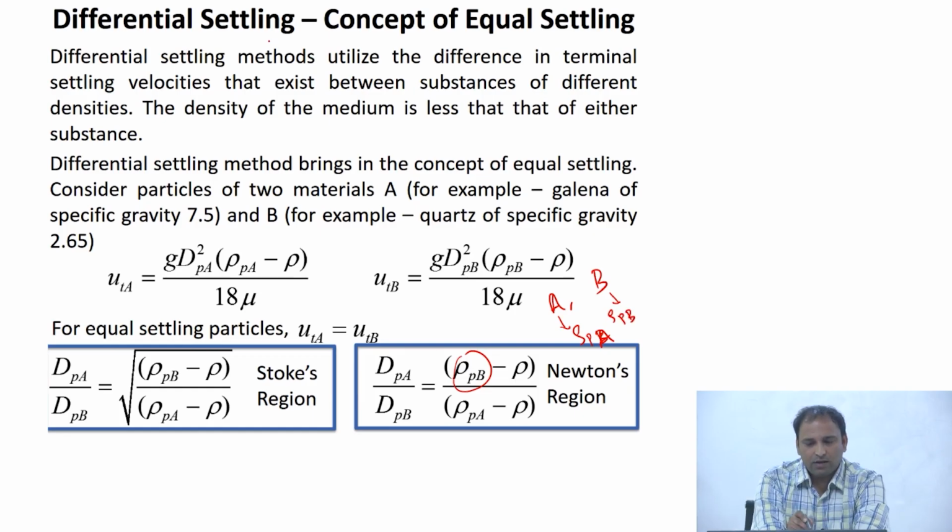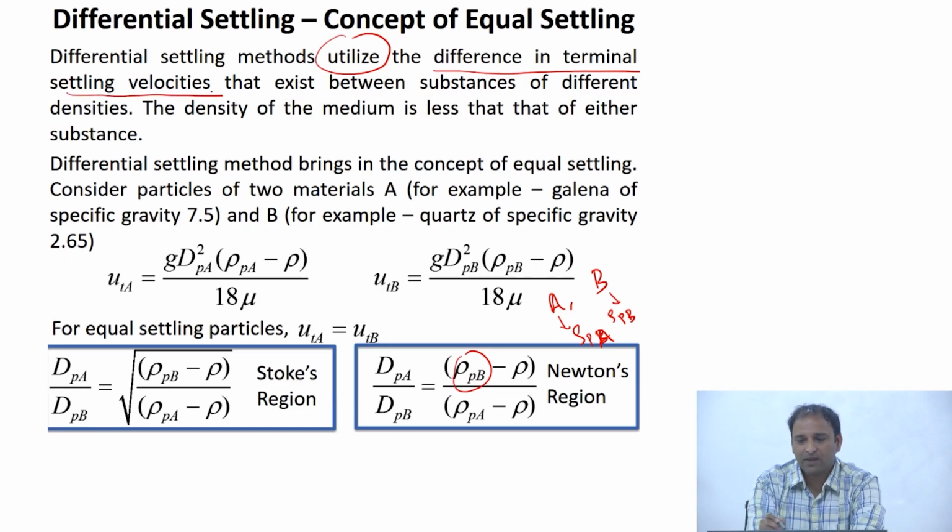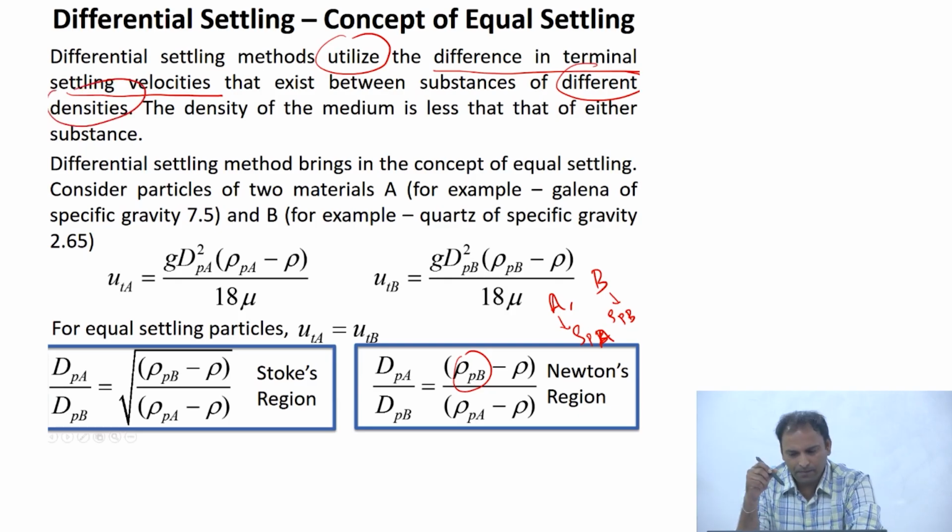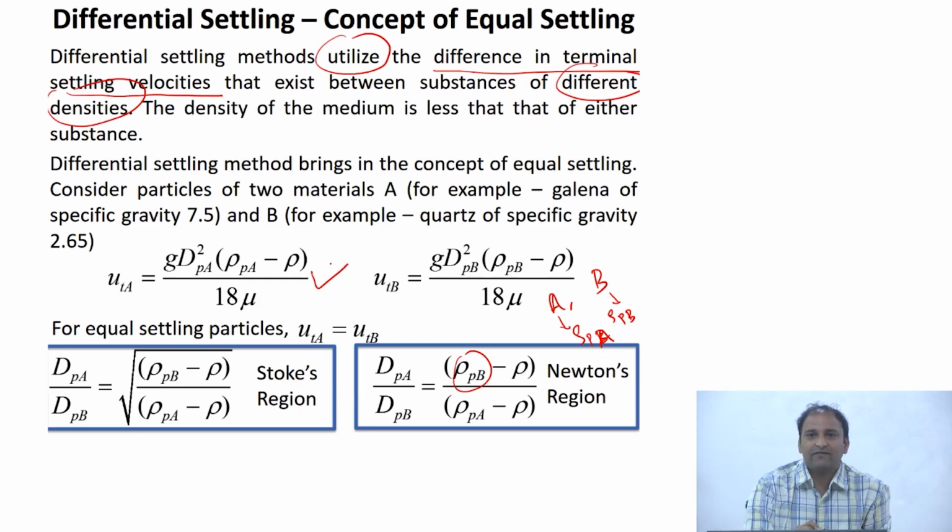What is done in the equal settling concept is that you use the fact that there's a difference in the terminal settling velocities between particles of different densities. We know that this is the settling velocity for the Stokes regime, and this is the settling velocity, again for the Stokes regime, for the particles of type B. This is for type A and this is for type B.